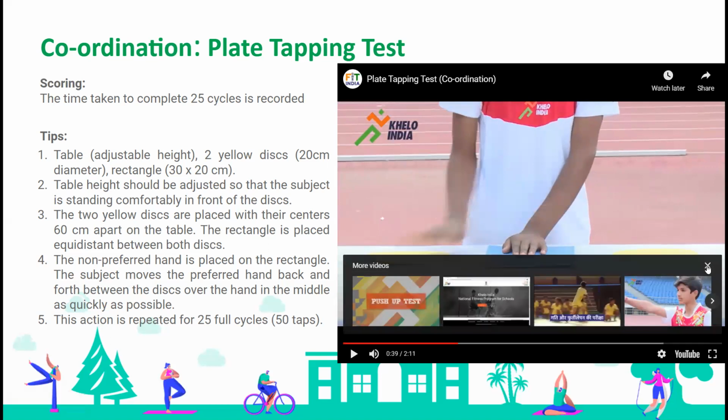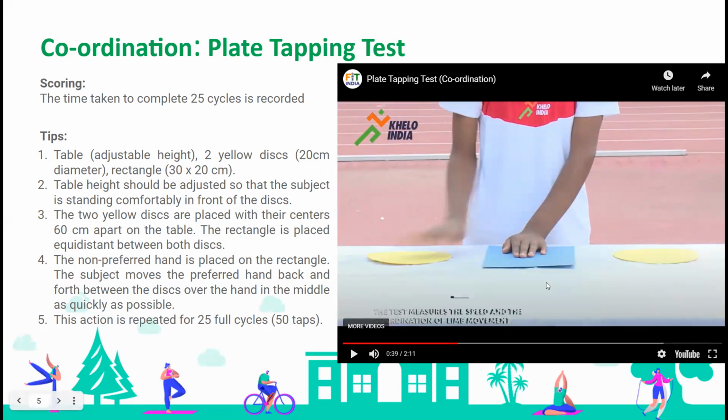So here you can see that there's a paper here at the center, and then there are two circles, yellow circles. So here what he is doing is that he is keeping his non-preferred hand. So if I prefer my right hand, if my right hand is strong, my left hand is a non-preferred hand. I keep it here, and then I keep tapping from left to right. One full cycle if I start from the left, go to the right and come back, it is one cycle.